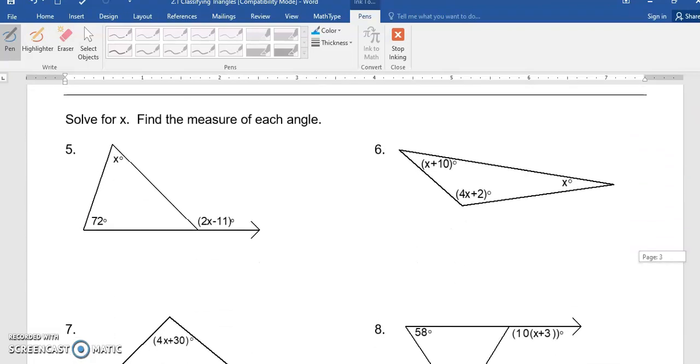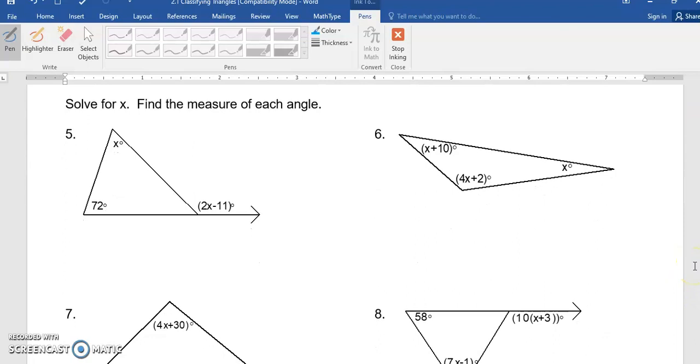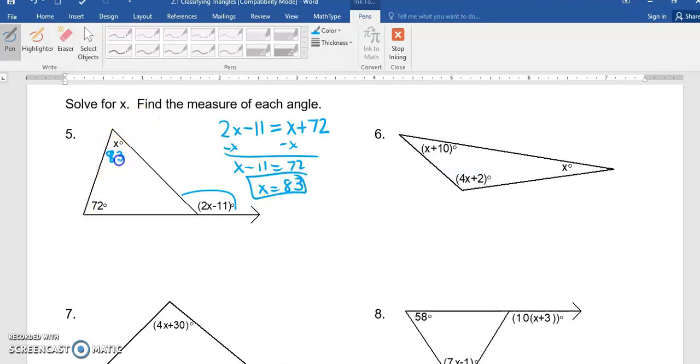So some practice with some of that. So this is an external angle. The 2x minus 11 would have to equal the x plus the 72. I can solve for x, add 11 to both sides, and get 83. That one is 83. 2 times 83 is 166, minus 11 is 155 for that other angle.